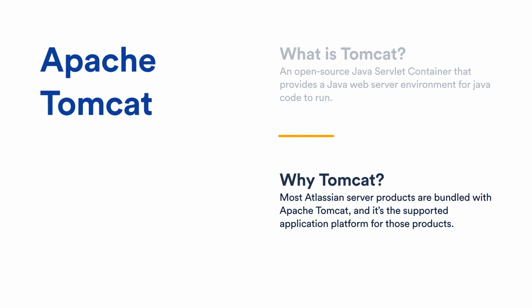Atlassian server products like Confluence and Jira are bundled with Apache Tomcat. It's the recommended application platform for those products. In AMPS, we use Tomcat to replicate that. When you're building an app, AMPS and Cargo take care of managing which version of Tomcat is used, as well as creating and managing the container.